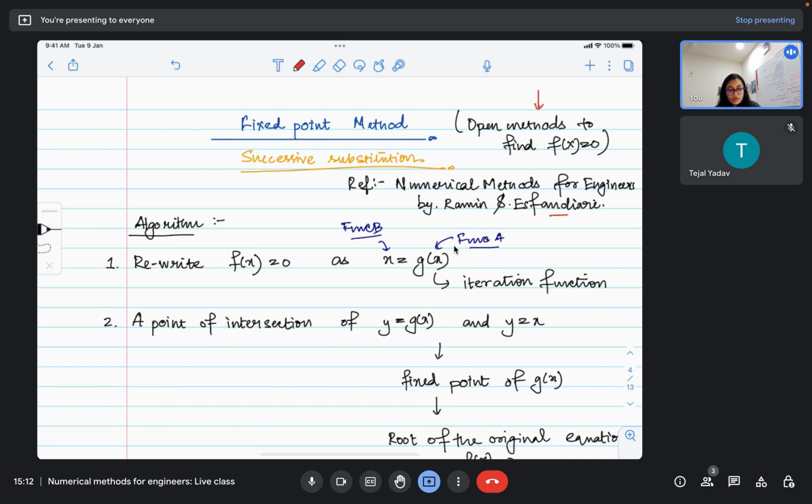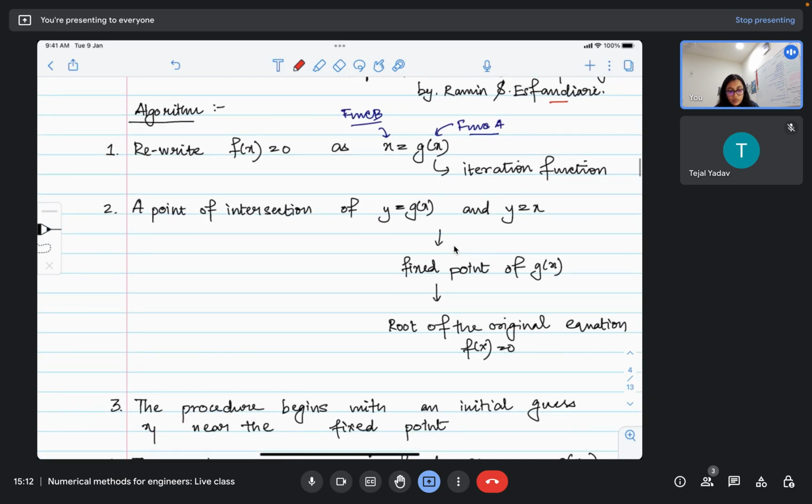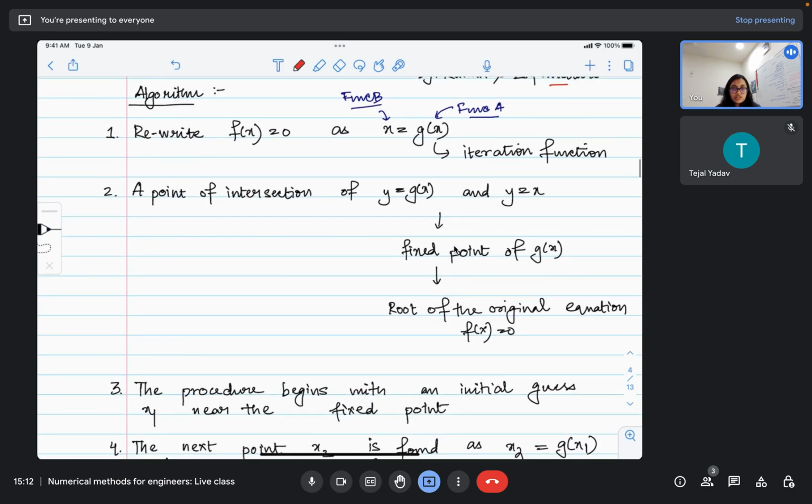Okay. So, as we know, this fixed point iteration or fixed point method is an open method to find f(x) equal to 0. So basically, with the help of a single initial guess, we try to see whether we converge or diverge from the root. Okay. So let's try and understand step by step what is happening in this fixed point iteration method. Let's go through the algorithm once.